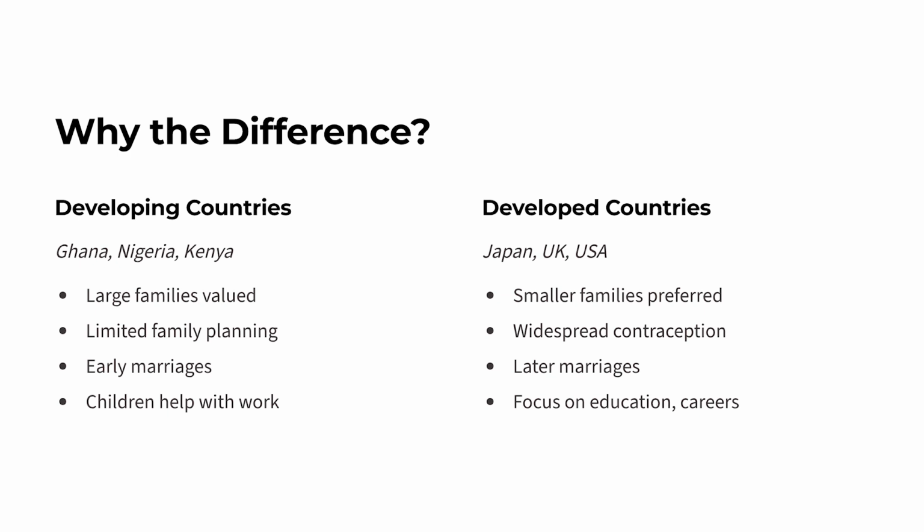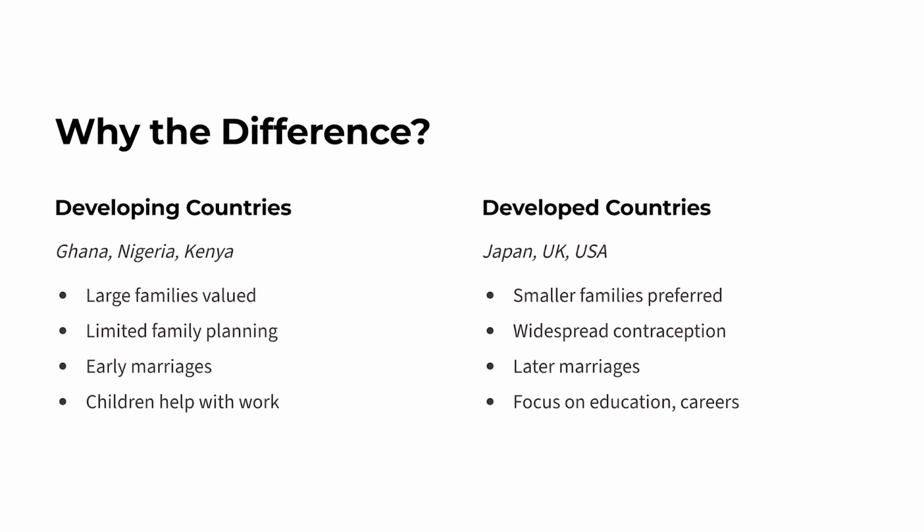The situation is different for developed countries like Japan, the United Kingdom, or the United States. In these countries, people often prefer smaller and nuclear families. There's better access to health education and modern contraception, which helps couples plan when to have children and how many. Most people also marry later, after finishing school or building their careers. As a result, birth rates are low and population growth slows down or even starts to decline.